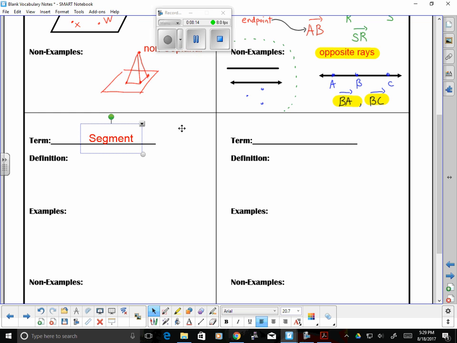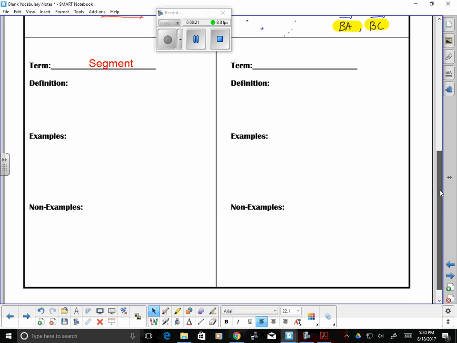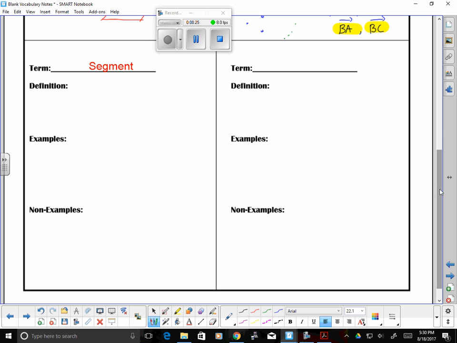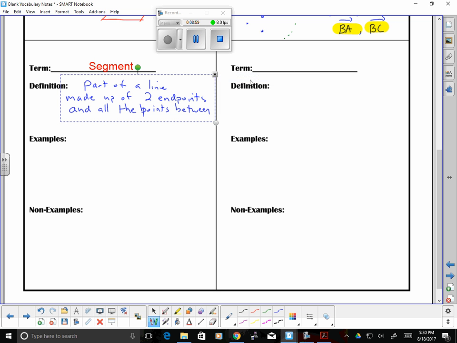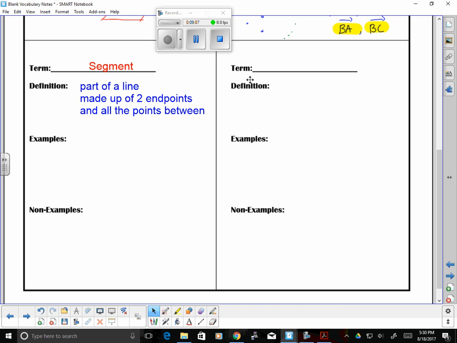So it's very similar to the ray. It's a part of a line, but it's going to have an endpoint on both ends, okay? So this is part of a line made up of two endpoints and all the points between. I don't know if we're going to be able to read this handwriting. Let's see. Part of a line made up of two endpoints and all the points between. Excellent. Right? So segment we could talk about, right?